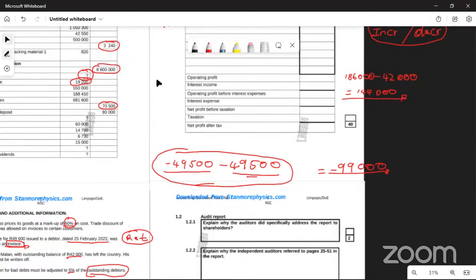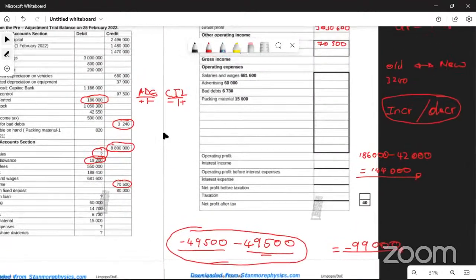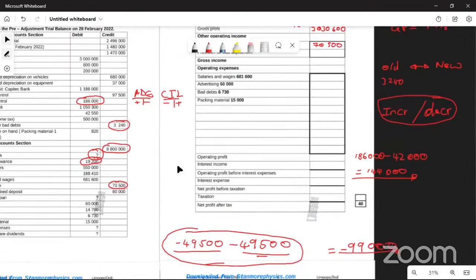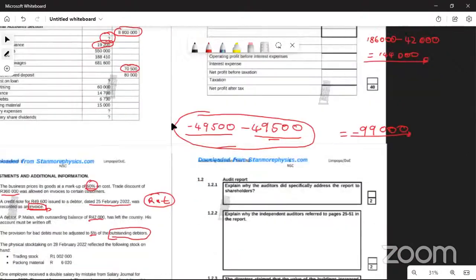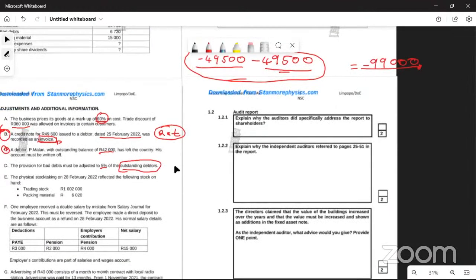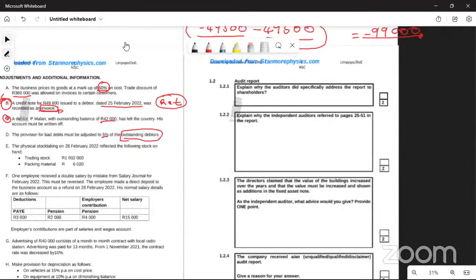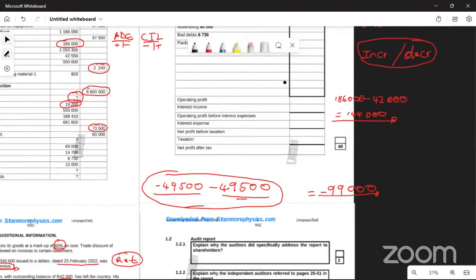So what are we going to do with that 144,000? This is the 144,000 that we are going to calculate our 5% with, which is our new provision for bad debt. So now we are going to multiply this figure by 5%.